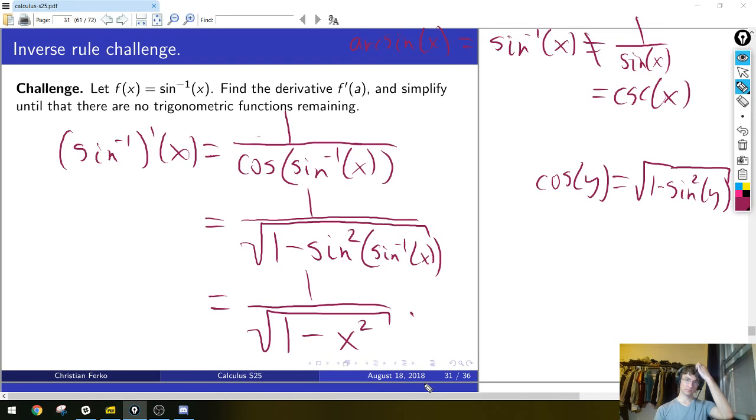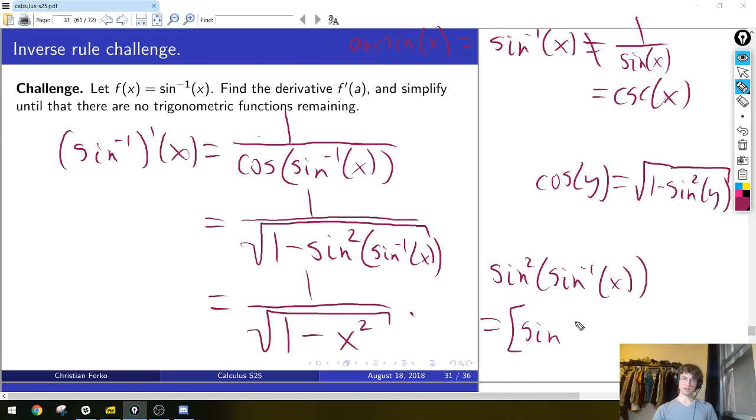I don't understand that. So sine squared of sine inverse of x. What does sine squared mean? Sine squared means take the sine of the thing and then square it. So this is sine of sine inverse of x, quantity squared. You can always left act with sine to cancel sine inverse. So sine of sine inverse of x is x. So this is just x quantity squared. Good. That makes more sense.